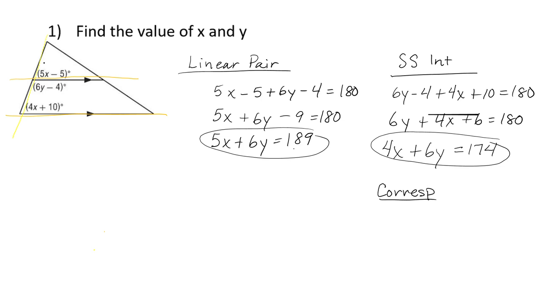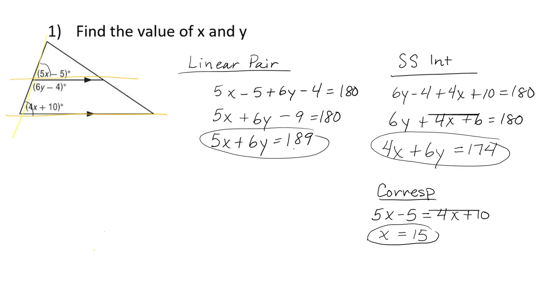The corresponding angles are congruent, and these two angles only have x's in them. So I could have an equation, 5x minus 5 equals 4x plus 10. And if I simplify that equation, I can subtract 4x, so I have x, and I can add 5, so I have x equals 15. Now I have what x is equal to. I can use that to figure out what y is equal to.